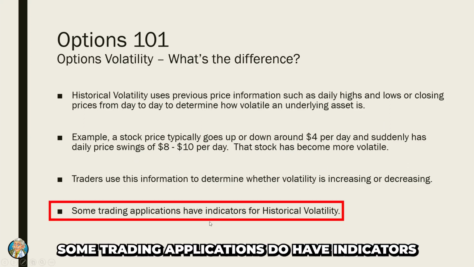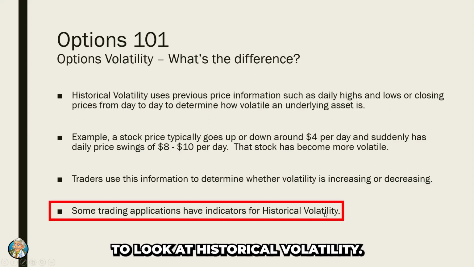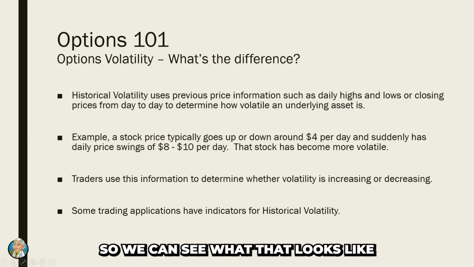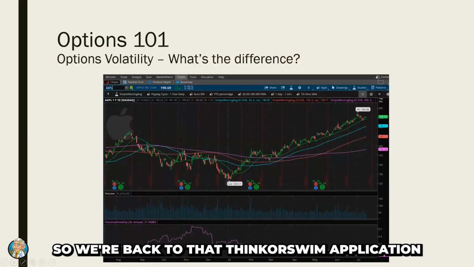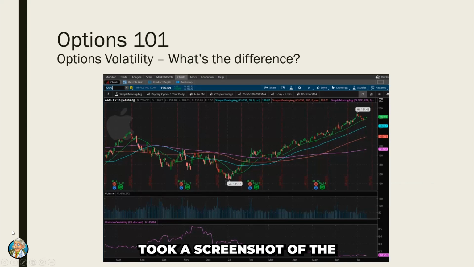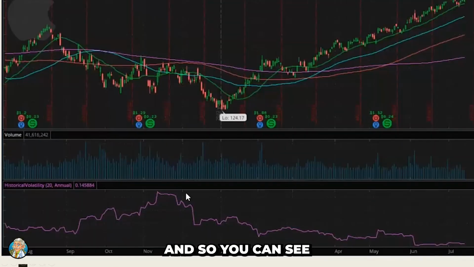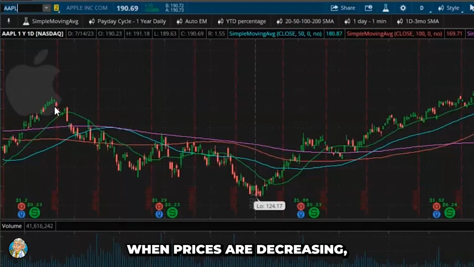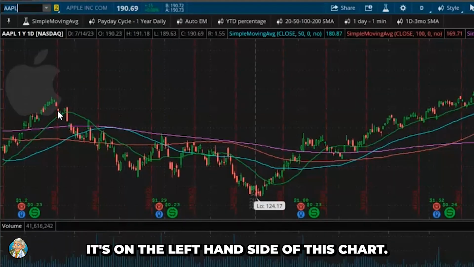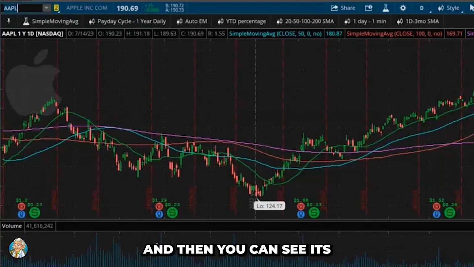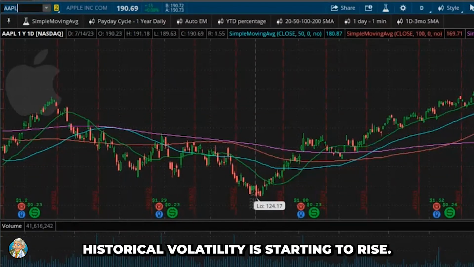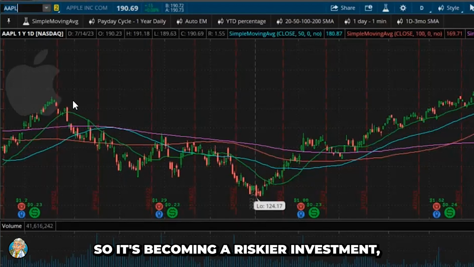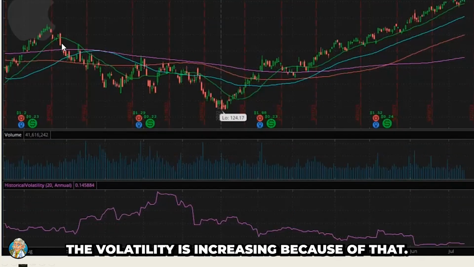Some trading applications do have indicators to look at historical volatility. And so I want to go take a look at one. I took a screenshot of one so we can see what that looks like and point a few things out for you. So we're back to that Thinkorswim application. And I took a screenshot of the Apple stock and I asked Thinkorswim to put up a historical volatility chart. And I'm going to point out a few things to you here. So those generalizations, when prices are decreasing, you can see on the left-hand side of this chart, Apple prices starting to drop, and then you can see its historical volatility is starting to rise. So it's becoming a riskier investment, prices going down, the volatility is increasing because of that.